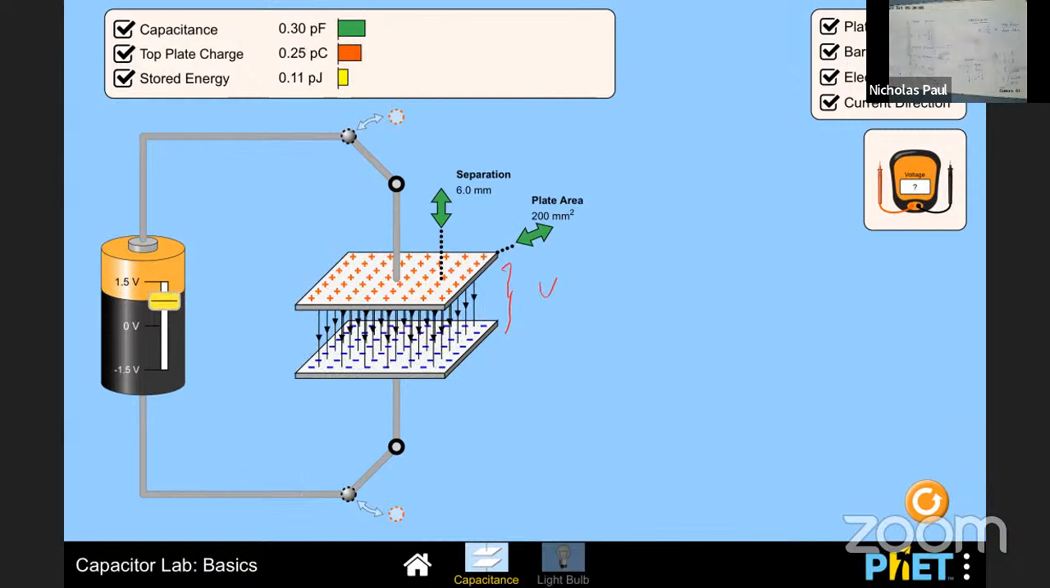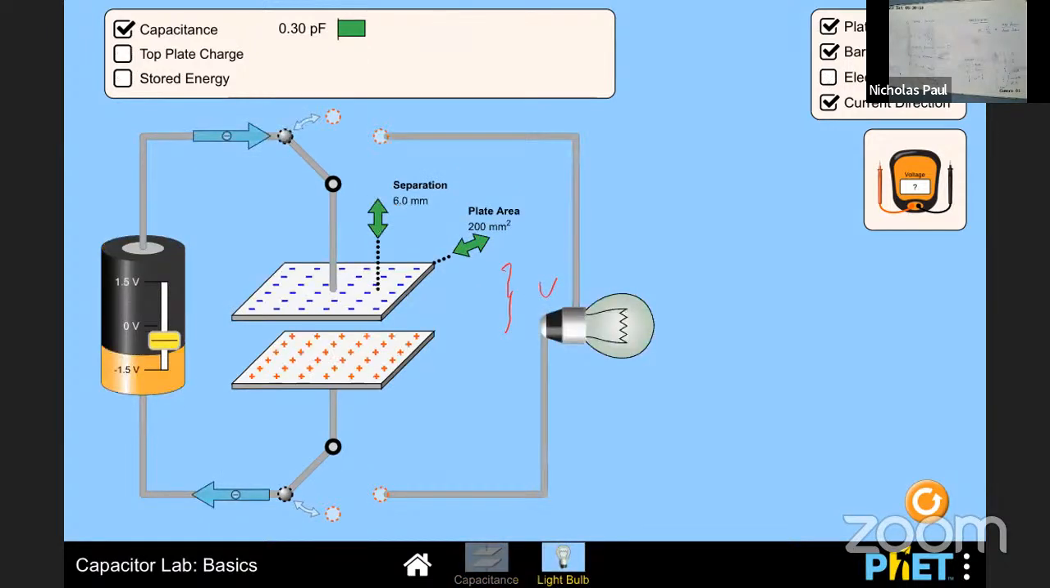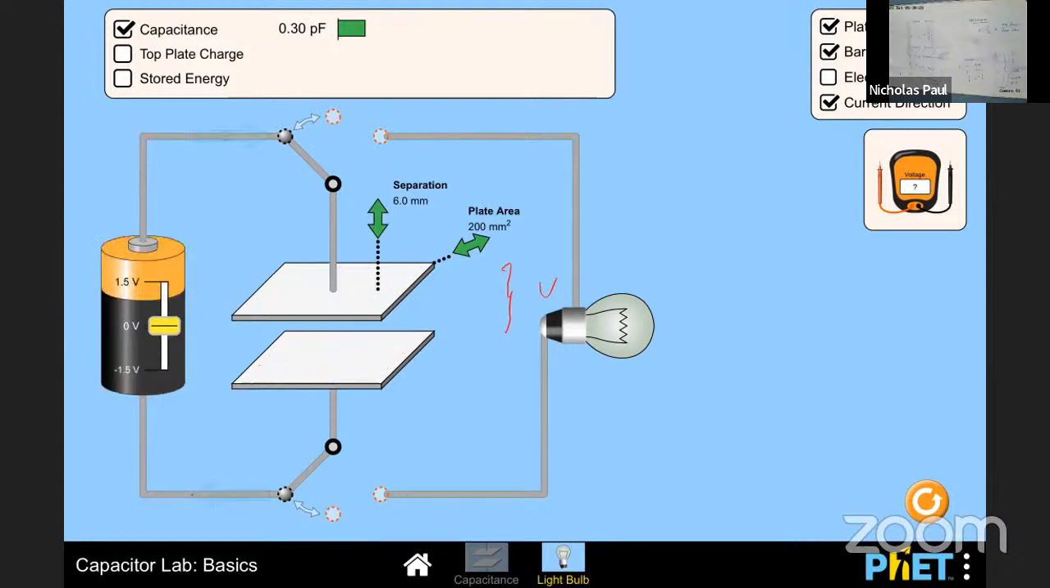What would happen if I flip it around? The negative, the electrons switch sides. Recognize that? What will happen? You'll see now online. So if I increase the voltage, the capacitance value is 0.3 picofarads.